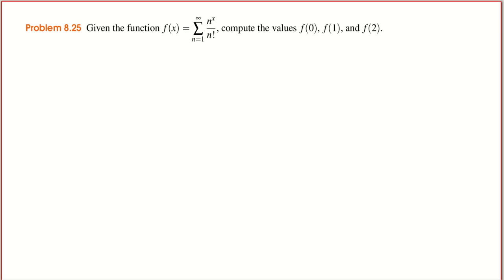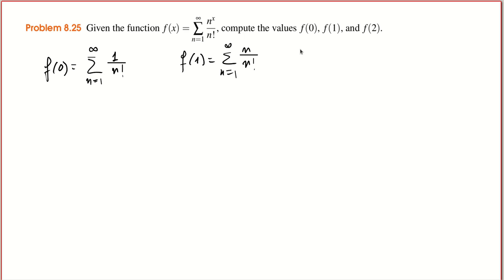This is another problem of summing series. We have this function f of x, where the x is the exponent of this n here, and we want to evaluate f of 0, of 1, and of 2. Well, f of 0, of course, is the sum from 1 to infinity of 1 over n factorial. Of 1 is equal to the sum from 1 to infinity of n over n factorial.